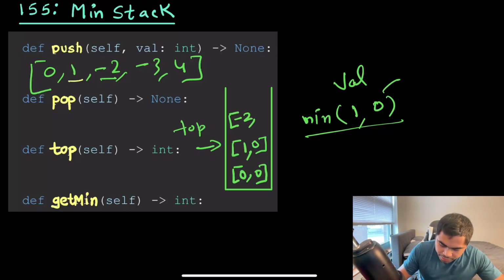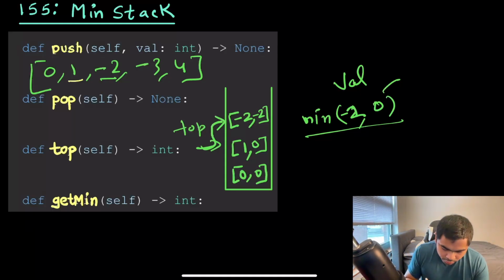How about what's the minimum right now? So we're going to decide what is the minimum between the last minimum, which is 0, and the current value, which is -2. So -2 is the current minimum, and now top of the stack is right here.